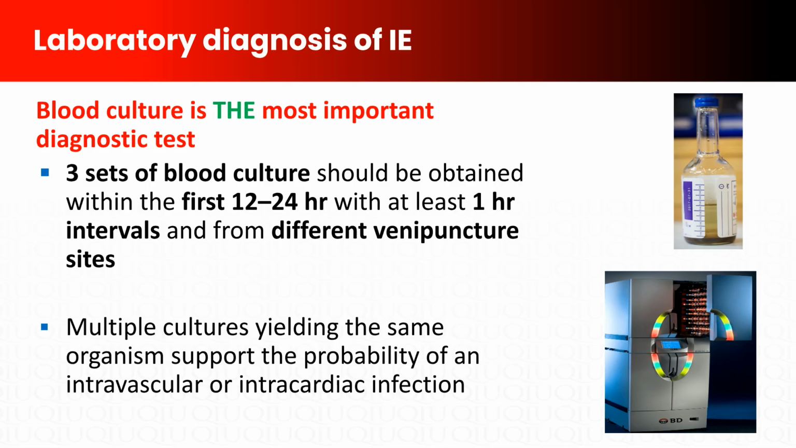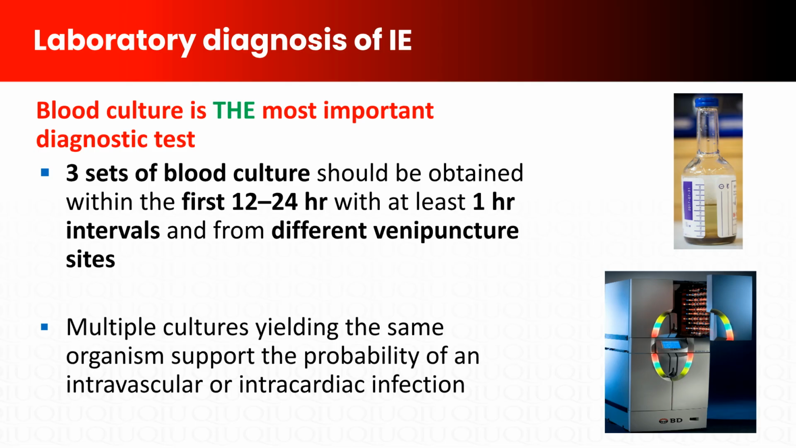If all 3 sets grow Staphylococcus aureus, that's real bacteremia. If only 1 set grows coagulase-negative staph, that might be contamination from skin flora. The timing is also crucial. Spread cultures over time to demonstrate continuous bacteremia. In IE, bacteria are constantly being shed from vegetations into the bloodstream, so bacteremia is continuous, not intermittent. This distinguishes IE from other sources of bacteremia.